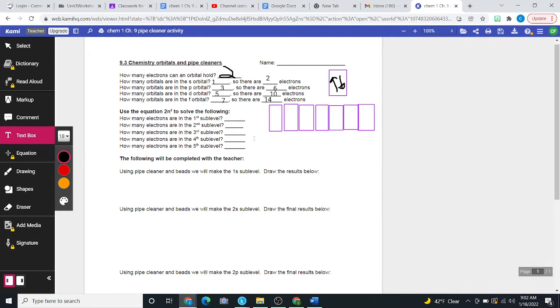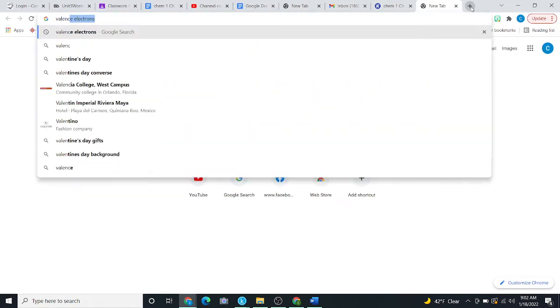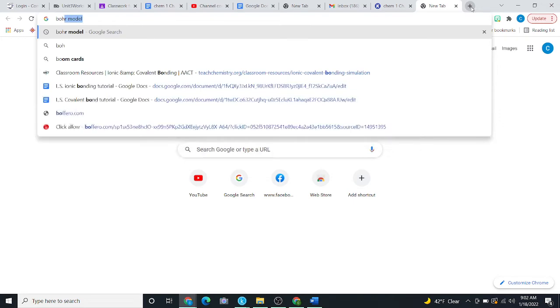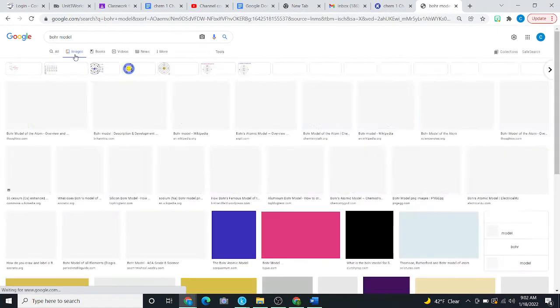So, let's do this part. Now, I had you guys write down 2n squared equals number of electrons. That's in each energy level. So, if you think back to when we were doing chapter 4, this was just very simple. Here I'm going to draw a Bohr model. We did circles like this.